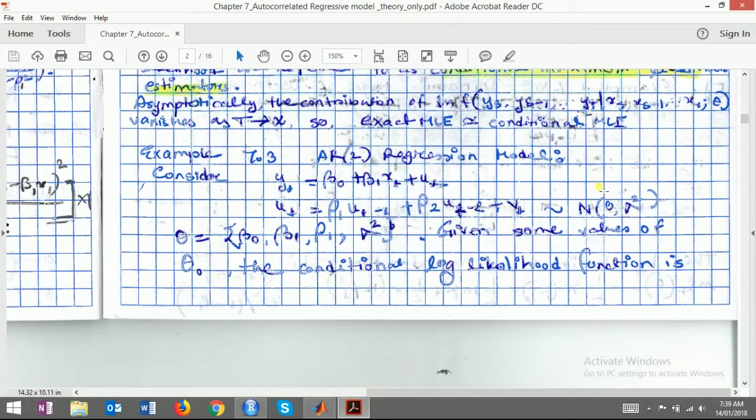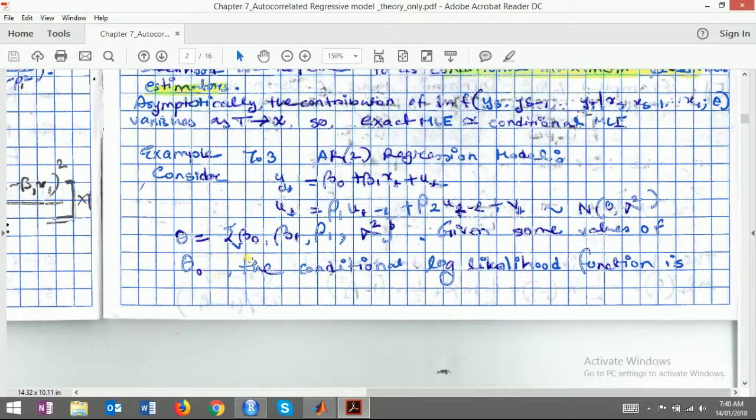So in case of an AR2 regression model, we have the equation yt equals beta naught plus beta x_t plus ut, where the residual ut, because it's AR2, we have to take two lags, because p equals 2 here. So ut is equal to rho 1 ut minus 1 plus rho 2 ut minus 2 plus vt.